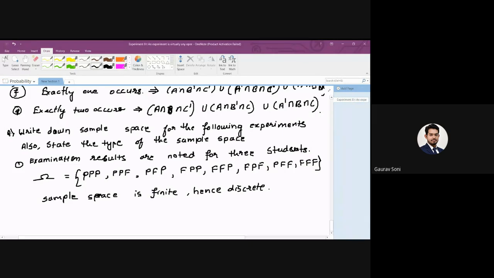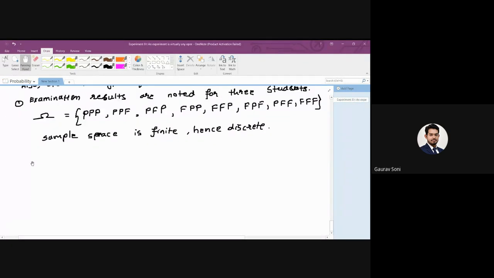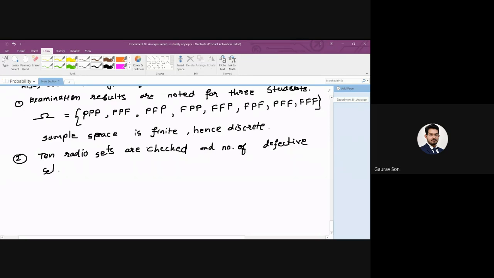Second example, 10 radio sets are checked and the number of defective sets are noted.